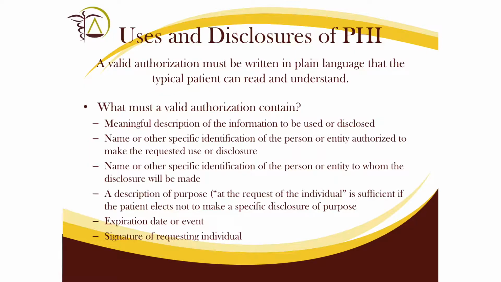I know that you have a close relationship with this patient and you know why they need these records sent, but there's no expiration date on this authorization. There's no description of the purpose. It's not a valid authorization. You take a big risk by releasing the records. Send it back to them, tell them you're happy to release the records, but you need them to update the authorization with this information. And then obviously, signature of the requesting individual.